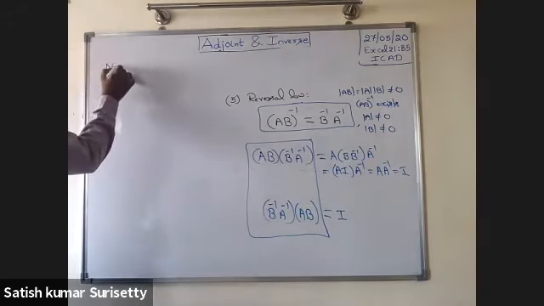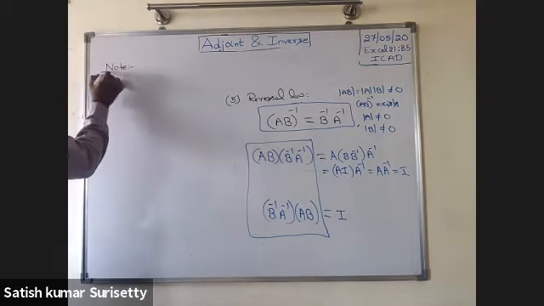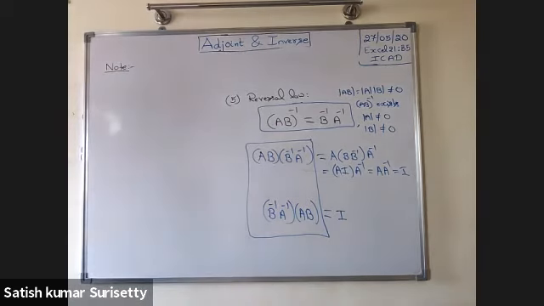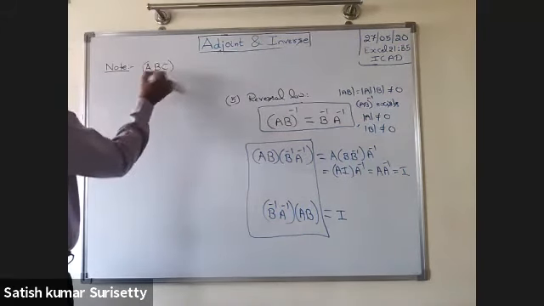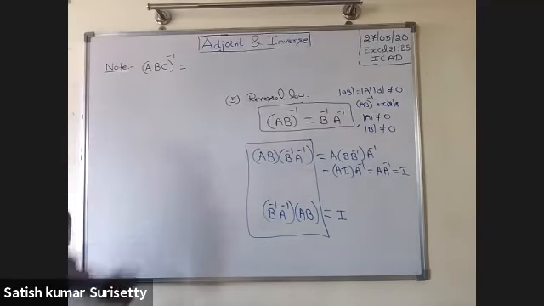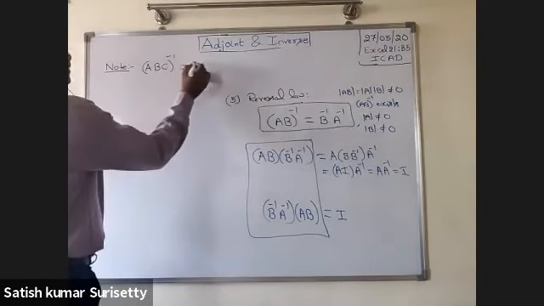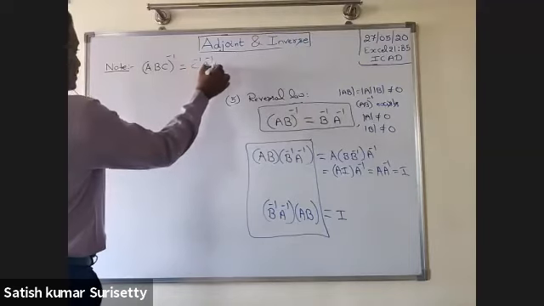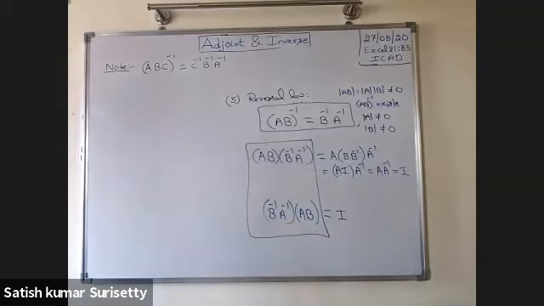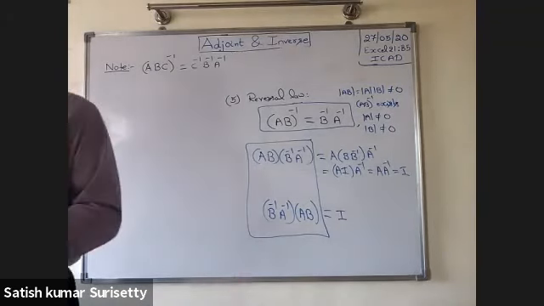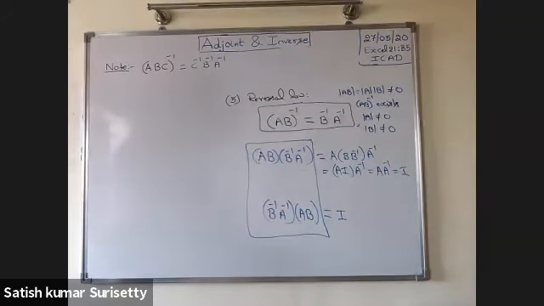Now, this can be extended further. Write a note. A, B, C, whole inverse, what can you write this as? C inverse, B inverse, A inverse, provided the product and inverses exist.